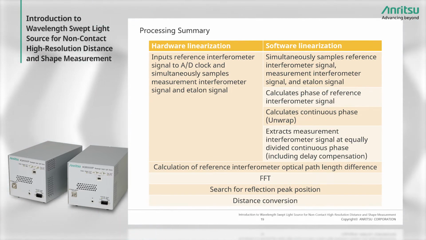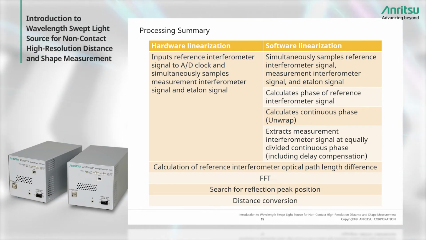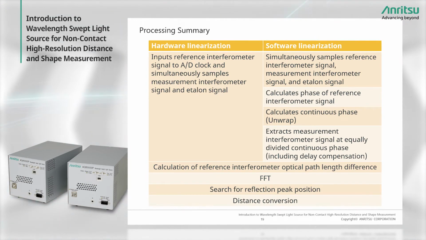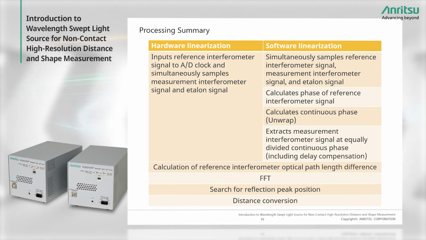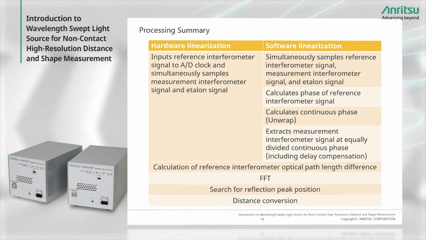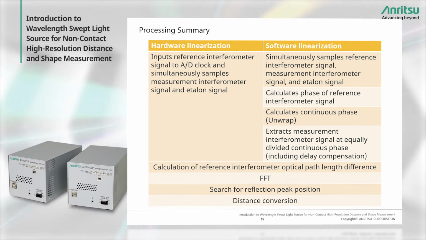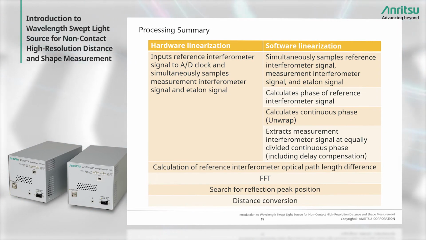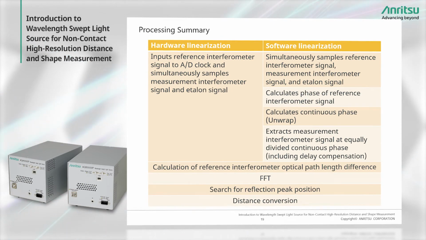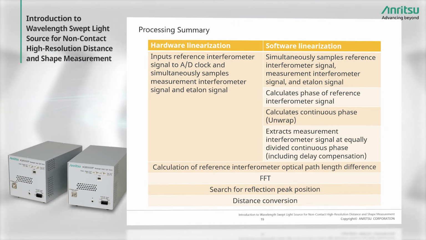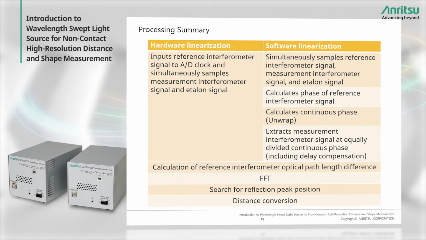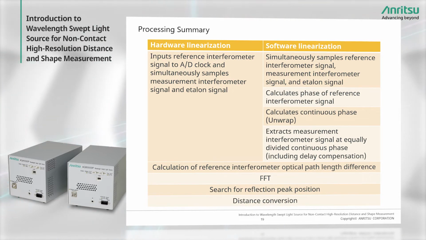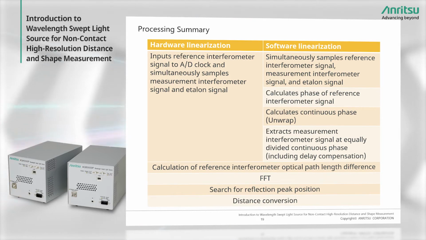On the other hand, with software linearization, the reference interferometer, measurement interferometer, and etalon signals are sampled simultaneously, followed by calculation of the reference interferometer signal phase and conversion to the continuous phase before extracting the measurement interferometer signal corresponding to the equal division points. Subsequently, in both cases, the reference interferometer optical path length difference is calculated, FFT is applied, and the reflection peak position is detected for conversion to distance.